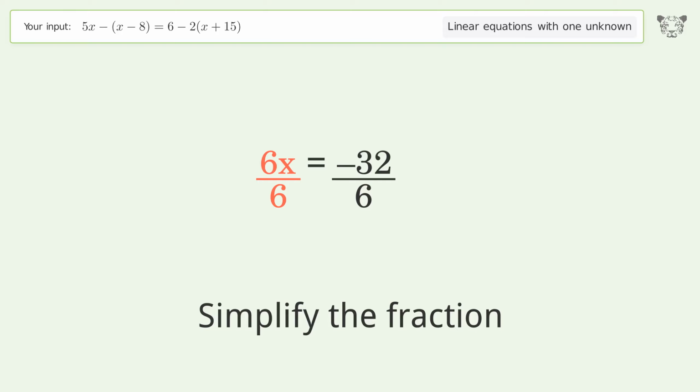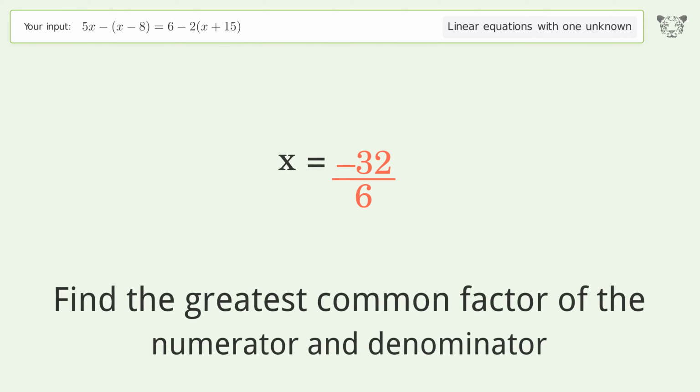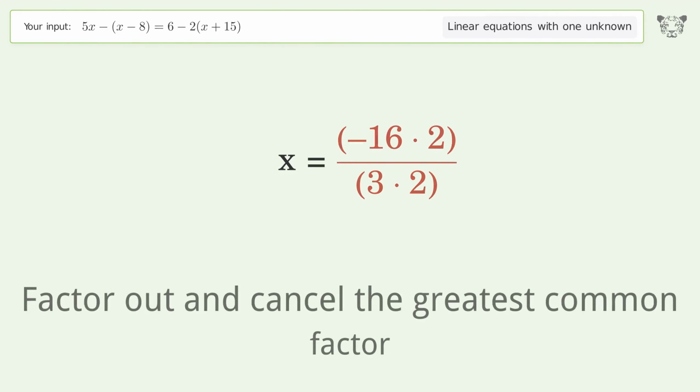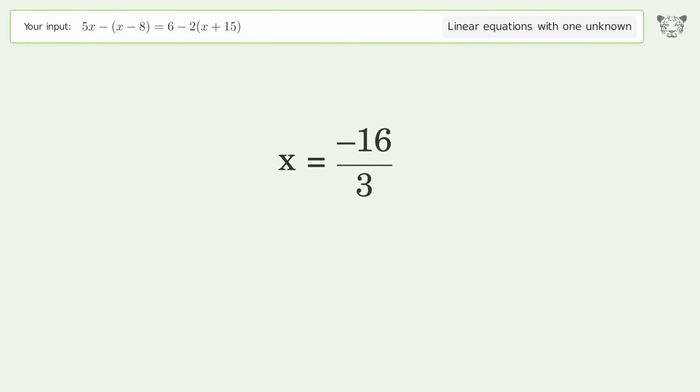Simplify the fraction. Find the greatest common factor of the numerator and denominator. Factor out and cancel the greatest common factor. And so the final result is x equals -16/3.